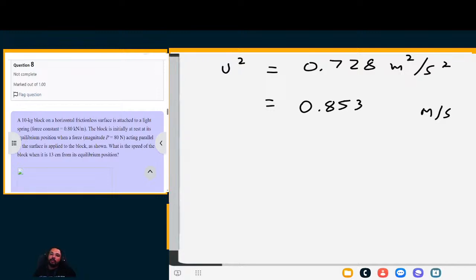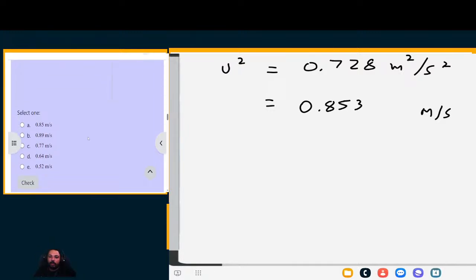0.853 would be the speed when the block is 13 centimeters from its equilibrium position. Okay, let's see if that's an option. 0.85, there it is. Let's check it.